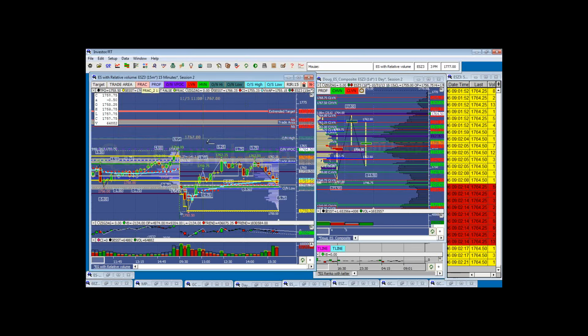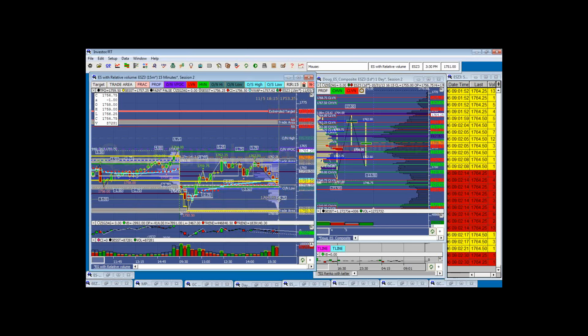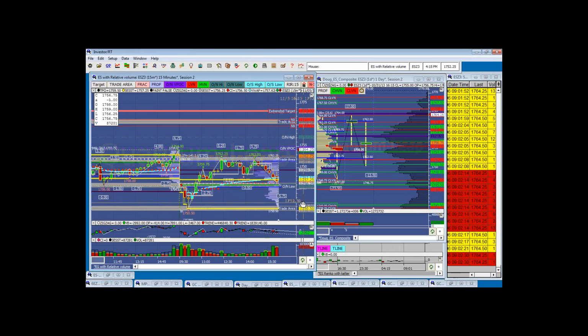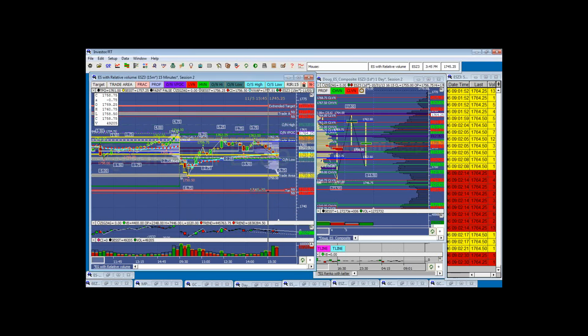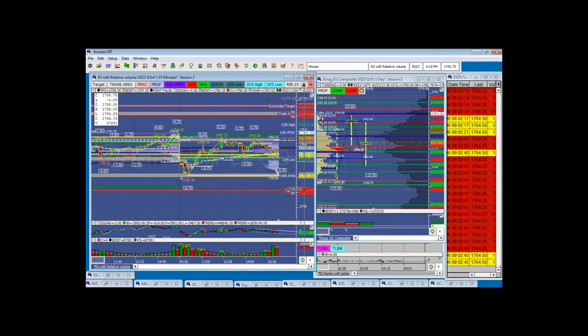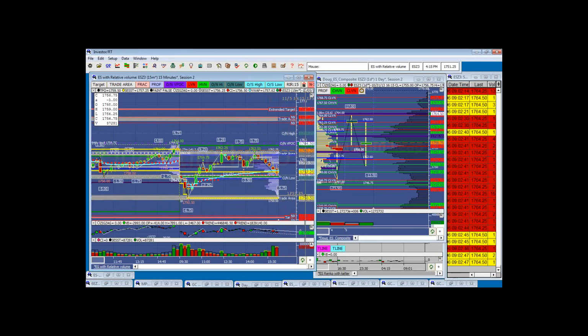So I'll be looking for a possibility of push through on my secondary hypothesis to come down to the 1750 area, take out the overnight low and test the value area low. Extended target below is still going to be that 1745 area where we've got those two naked crosses as well. Right now we have a naked cross at 1758.25 from overnight, and we have one at 1759. So we've got a couple naked crosses down here.